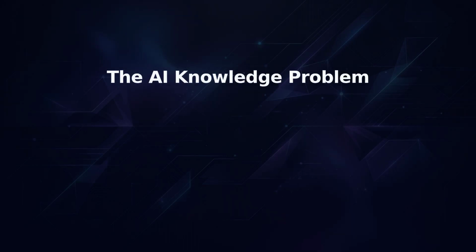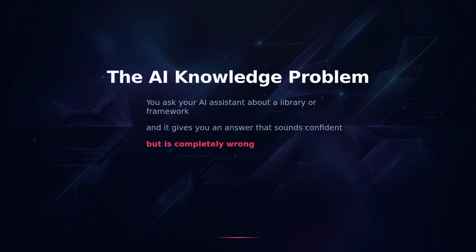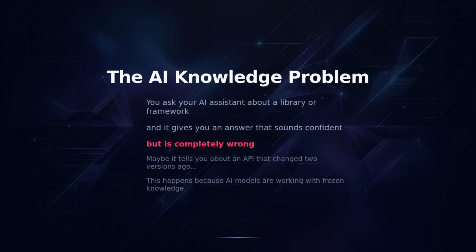If you use AI coding tools like Claude, Cursor, or OpenCode to write code, you have probably run into a frustrating situation. You ask your AI assistant about some library or framework, and it gives you an answer that sounds confident but is completely wrong. Maybe it tells you about an API that changed 2 versions ago, or suggests a pattern that nobody uses anymore, or cites documentation that no longer exists.